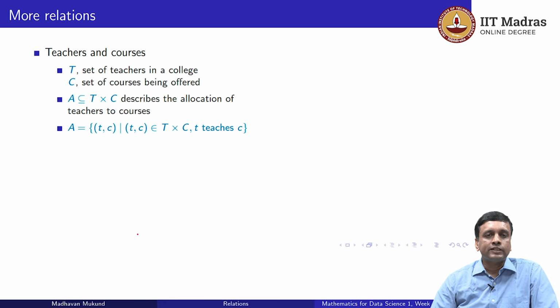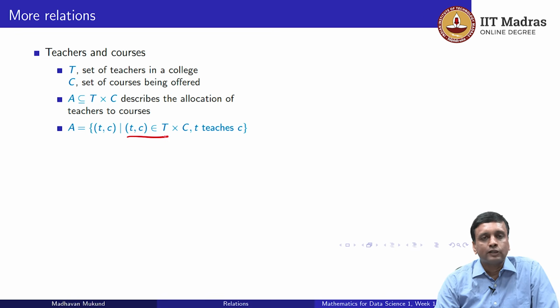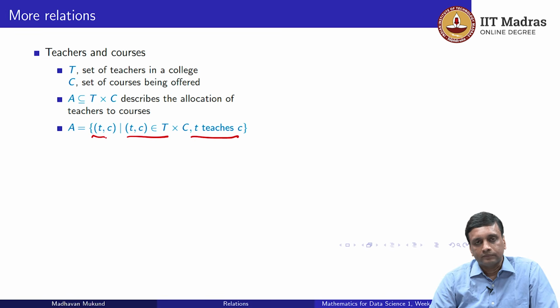So every teacher in principle could be teaching every course, but of course this is not normally the case. We don't have all teachers teaching all courses. We have some teachers teaching some courses. So we would specifically say take every pair of possible teacher course pairs. Then we take out those where precisely the teacher T is actually teaching the course C, and we collect those together to form this allocation relation.